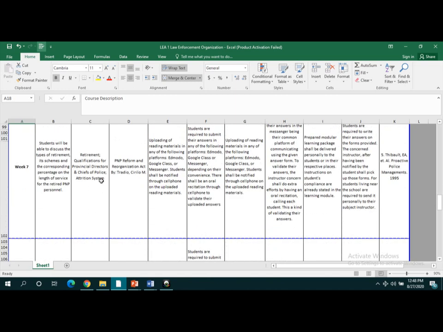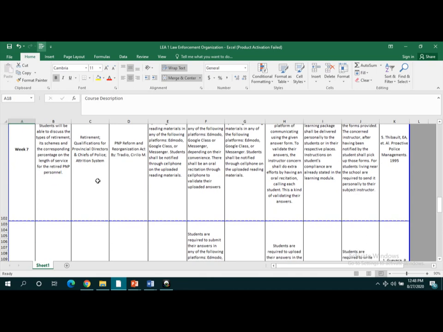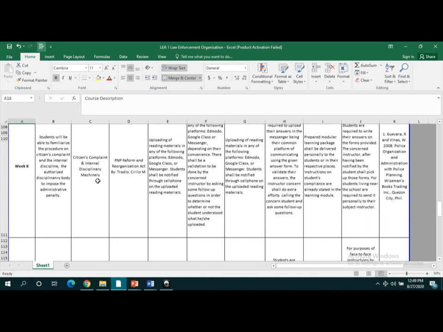For week 7, we will be discussing the age retirement, the qualification to become a provincial director and the chief of police. And we will also discuss what the attrition system is. For week 8, citizens' complaint and internal disciplinary machinery. So this is one of the grievance offices or institutions where people can file disciplinary actions against a policeman.